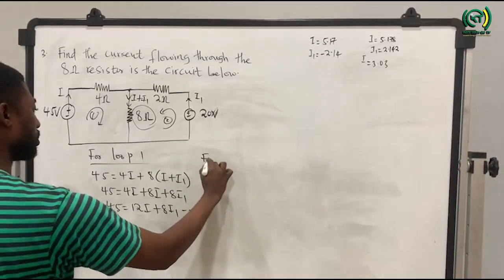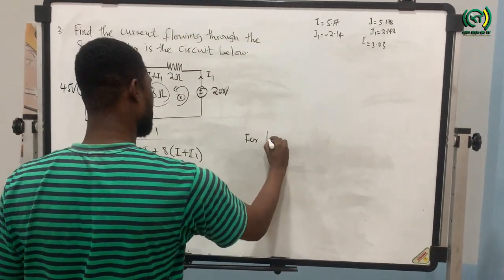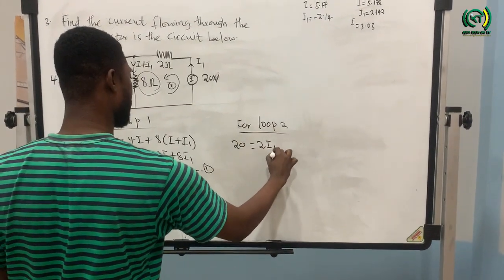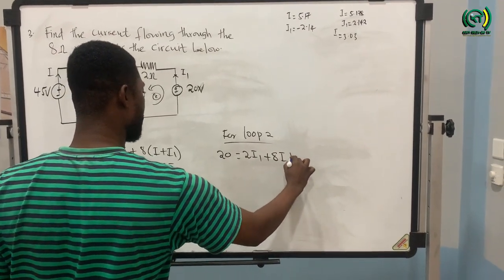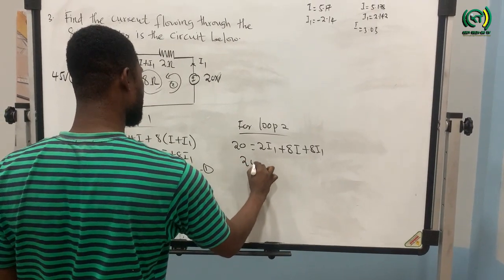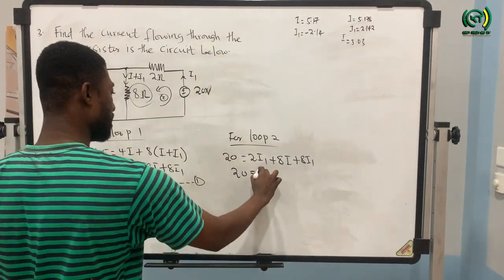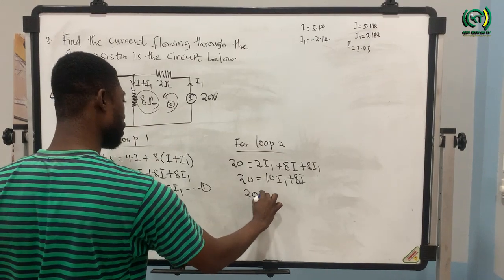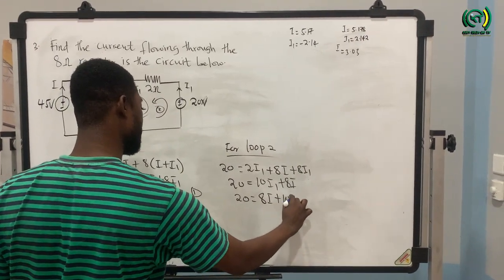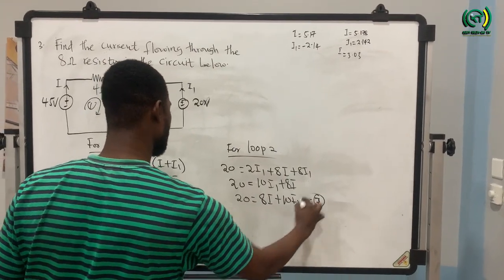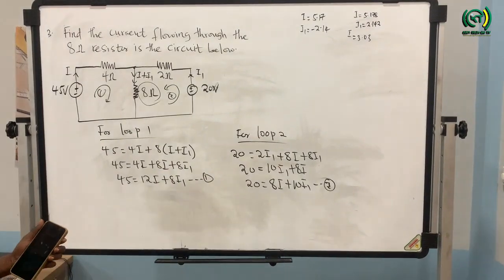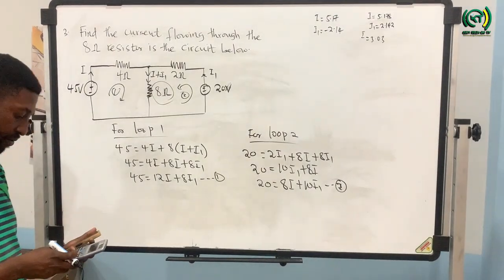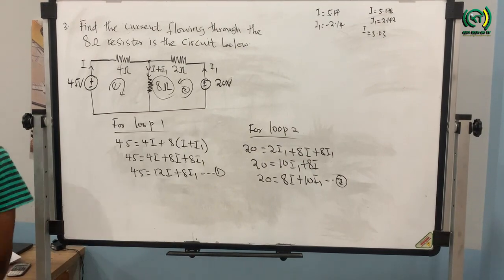Then for loop 2, I'm going to have 20 equal to 2I1 plus 8I plus 8I1. I'm going to have 20 equal to, when I simplify them, 10I1 plus 8I. Rearranging, I'm going to have 20 equal to 8I plus 10I1, and this becomes equation 2. So then you can solve equation 1 and 2 simultaneously on your calculator. You just have to go to mode 5 equations, then you select 1. So you can solve equation 1 and 2 simultaneously.